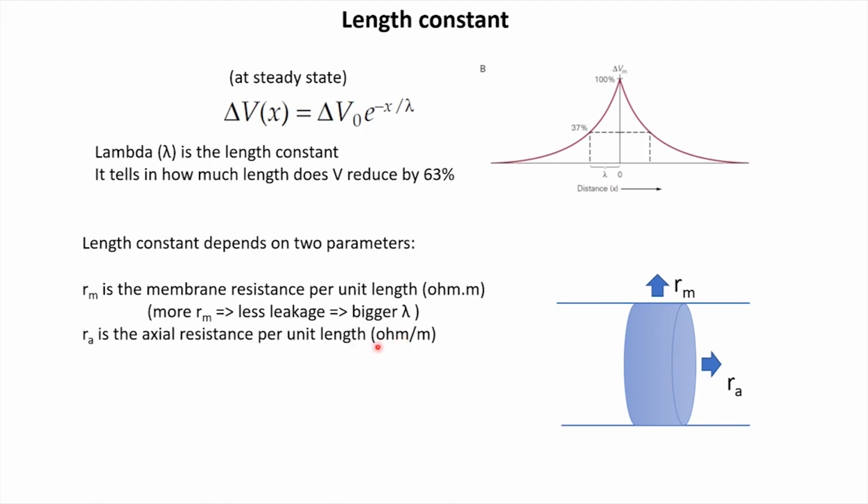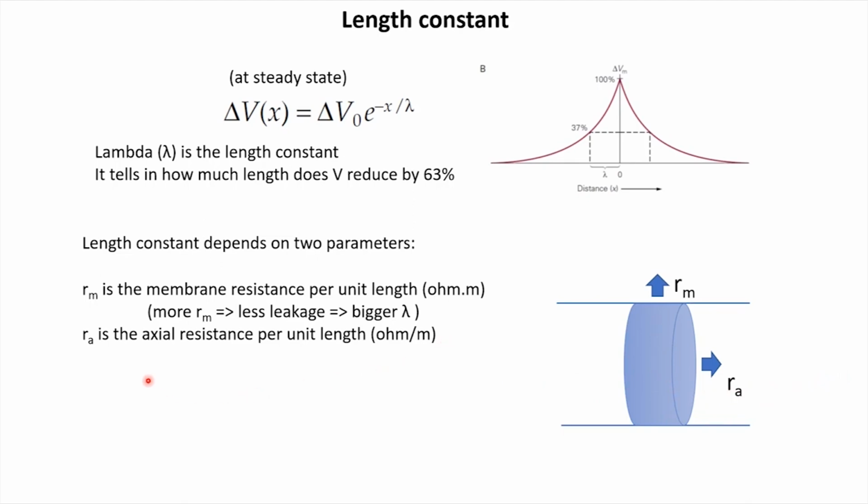Now Ra is the axial resistance per unit length, and as we increase the length, the current encounters more hindrance, so the resistance would increase as we increase the length. Resistance of a length L will be Ra times L, where Ra is the resistance per unit length. So the unit of Ra would be ohm divided by meter, and when we multiply it by the length, then it becomes ohm. So the final resistance of any piece of neurite will be in ohm.